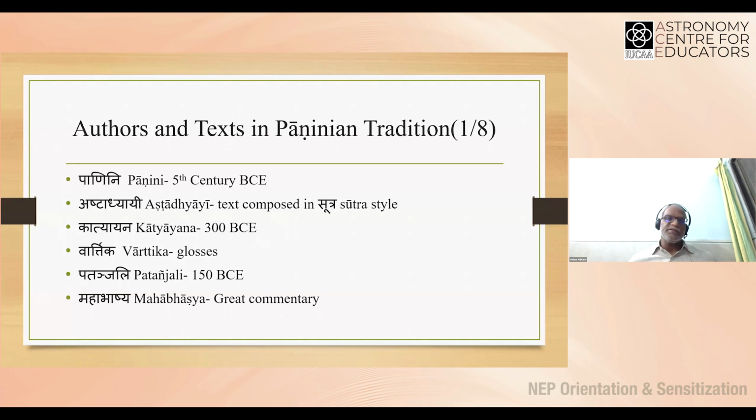Now let us move ahead, go to Katyayana. Katyayana flourished around 300 BCE, and he wrote glosses discussing Paninian sutras, Paninian rules. And sometimes these glosses stated the historical facts that were prevalent in Katyayana's time.